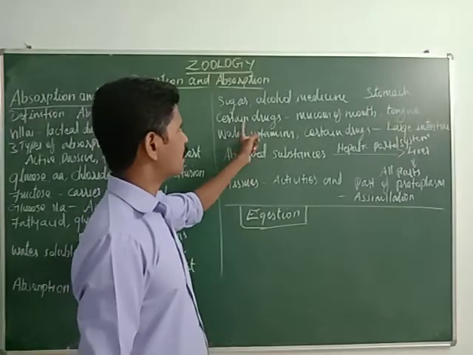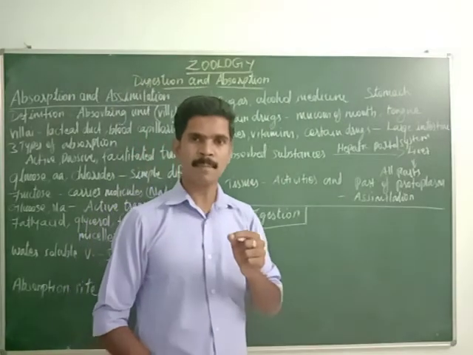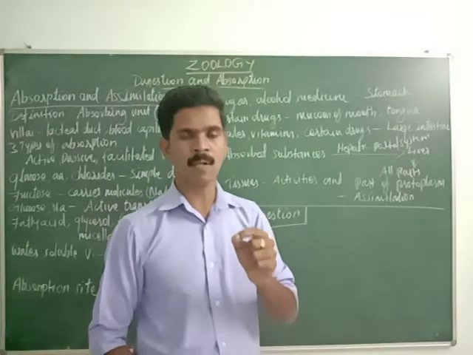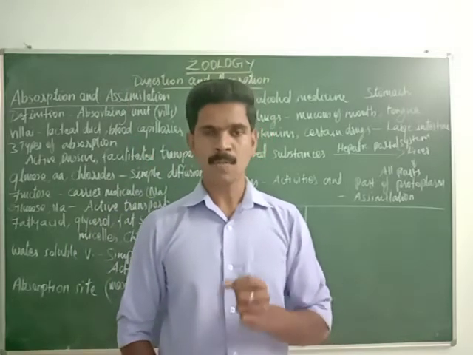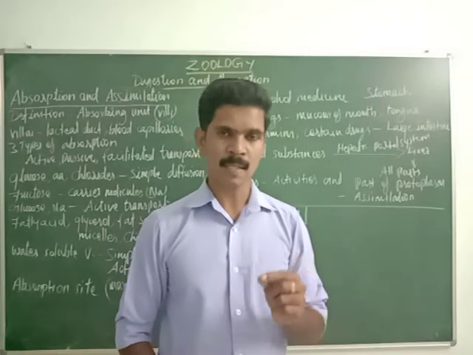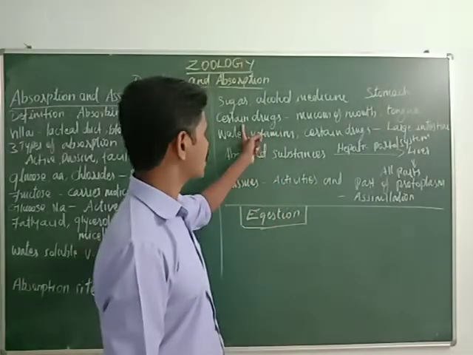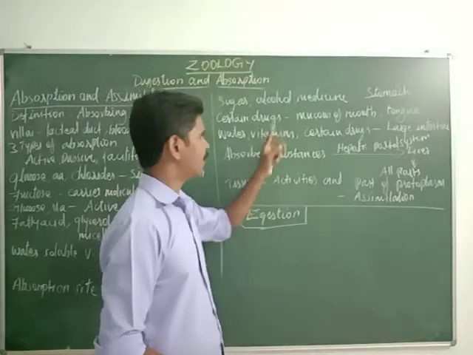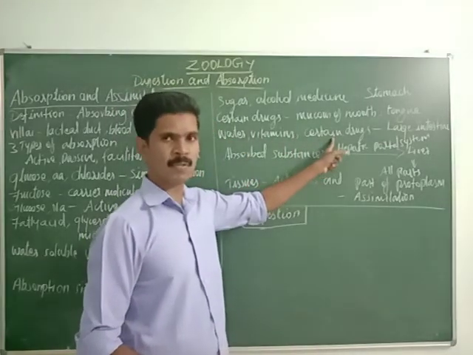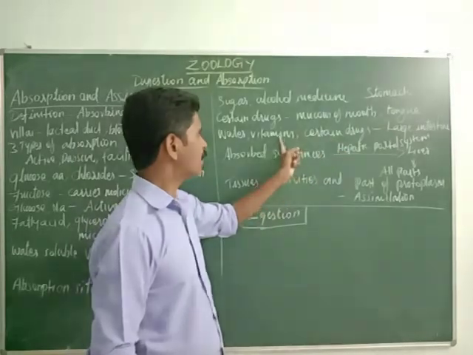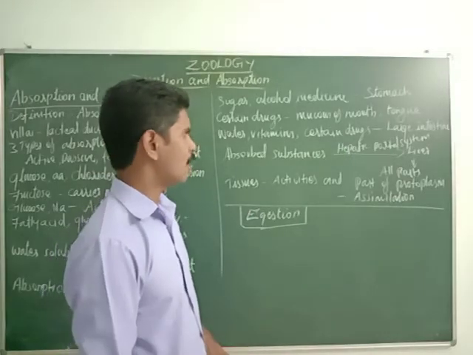Then next, certain drugs are absorbed by the mucous membrane present in the mouth and also by the small blood capillaries present in the posterior side of the tongue. Then next point: water, vitamins and some kinds of drugs are absorbed inside the large intestine.